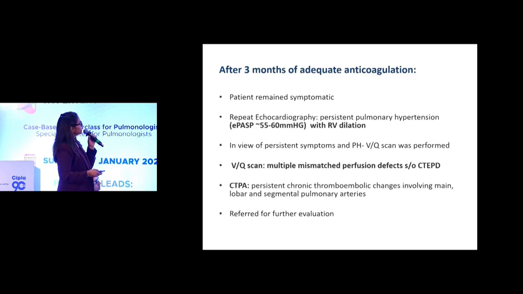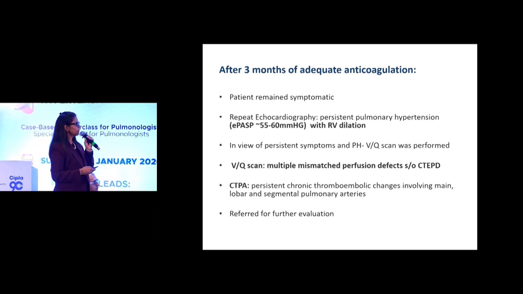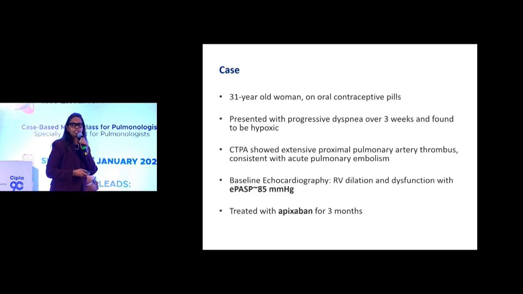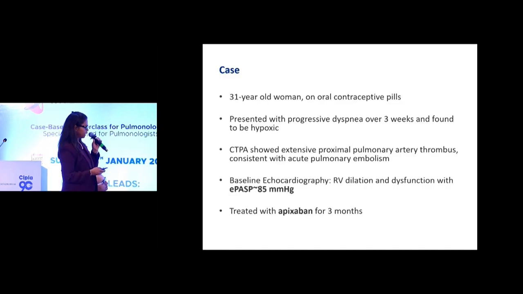The patient remained dyspneic. A follow-up echocardiography performed after 3 months showed estimated pulmonary artery systolic pressures of around 60 with RV dilation. In view of the persistent symptoms and persistent PH on the echo, we ordered a VQ scan, which showed multiple mismatched perfusion defects suggestive of chronic thromboembolic pulmonary disease. So we got a CTPA done. CTPA was consistent with signs of chronic thromboembolic pulmonary disease, like webs and bands seen in the proximal and the main pulmonary arteries.